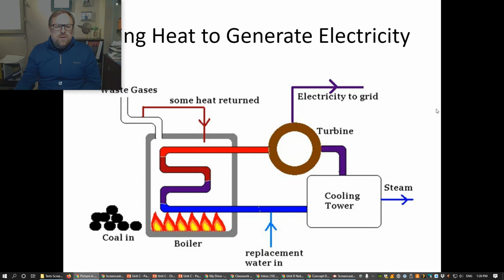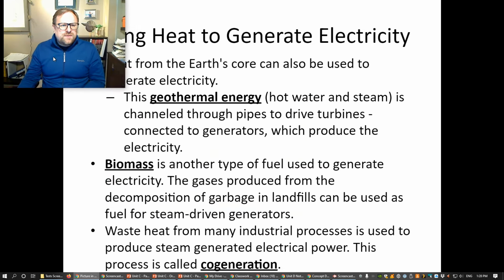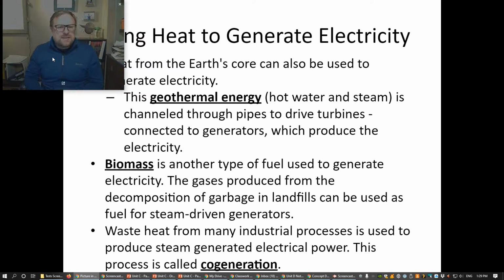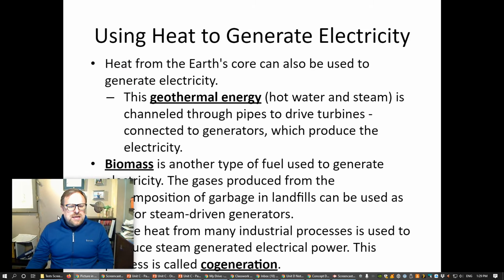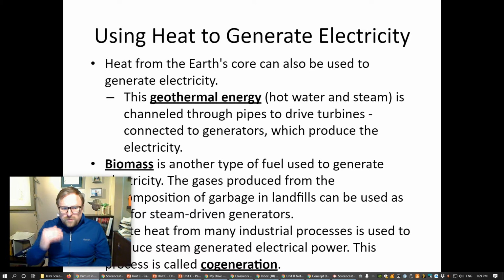What I'm going to do now is talk to you a little bit about other forms of heat that I would consider to be less traditional, so to speak. So heat from the Earth's core can also be used to generate electricity. And the third video that I mentioned in my introduction has the gentleman that's there actually at a geothermal generation site in Iceland, or was it Denmark? I believe it's Iceland, and he was exploring that site.